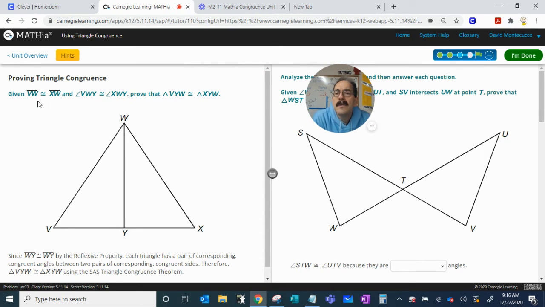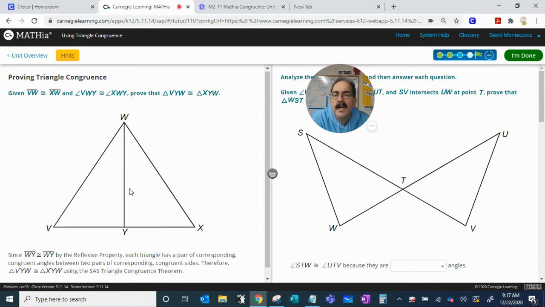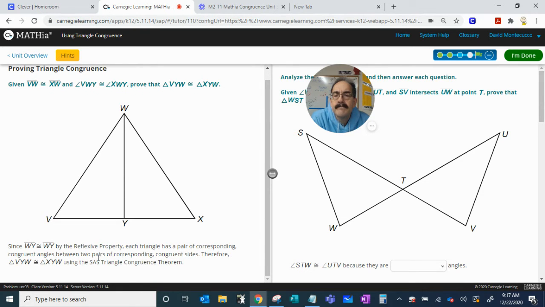Okay, so given VW, boom, XW, boom. Angle VWY, XWY, side, angle, side. Boom.